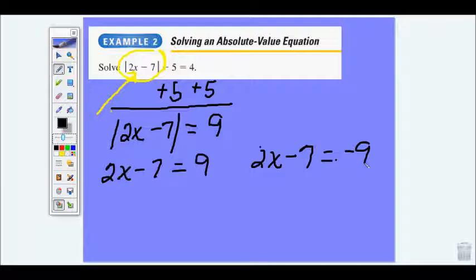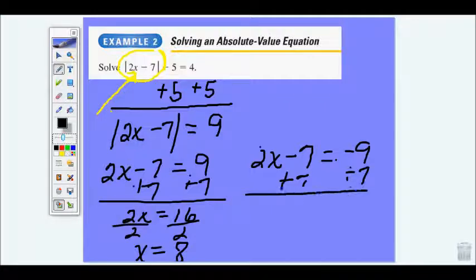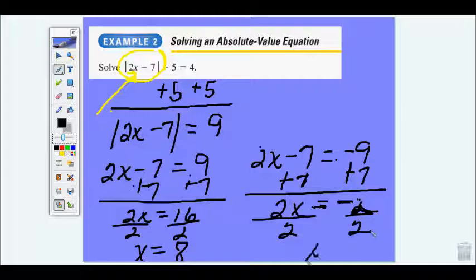I'd solve these the same as I solve any equations. Let's add 7 to both sides, giving me 2x equals 16, or x equals 8 when it's simplified. And on the other side, remember, now I'm going to have a negative here. So I'm going to do the same process, add 7 to both sides, and I would end up with 2x equals negative 2. So divide both sides by 2, and x is also equal to negative 1.